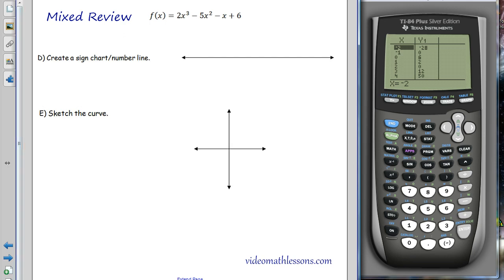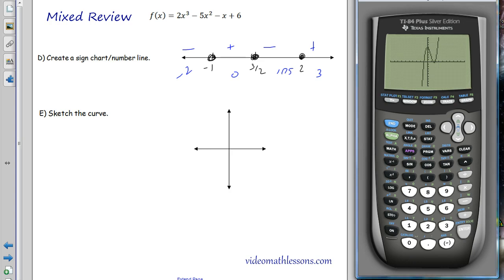Part D, create the sign chart. So I had my roots, negative 1, 3 halves, and 2. Now they're roots, so I can call those in the solid. And I want to pick some numbers that are off. So negative 2, 0 would be good. Let's say 1.75, and positive 3. I can go to my table, and I've already done this, so I know it's negative, positive, which I also know from the graph.